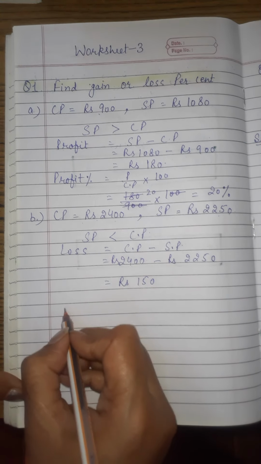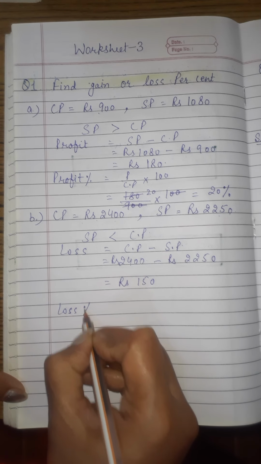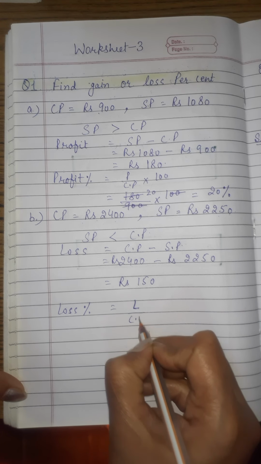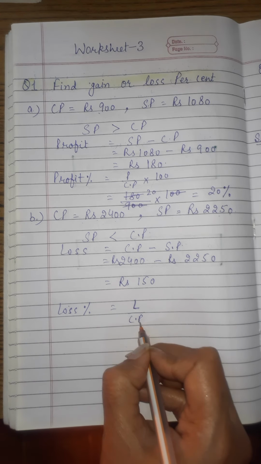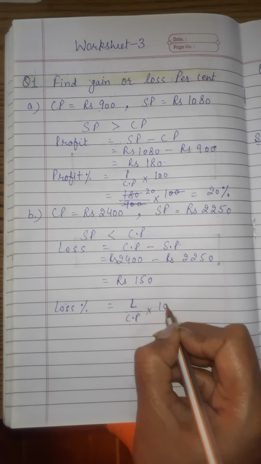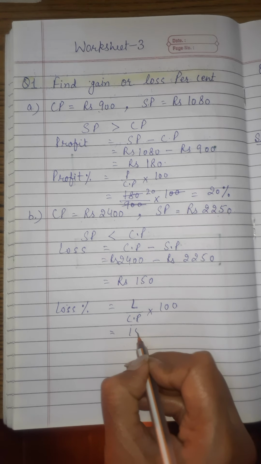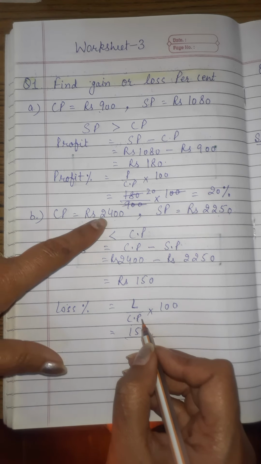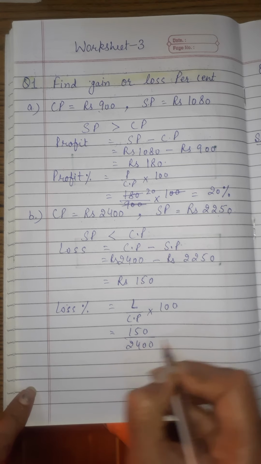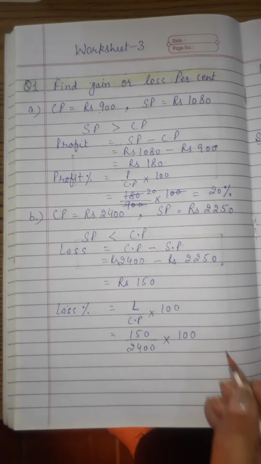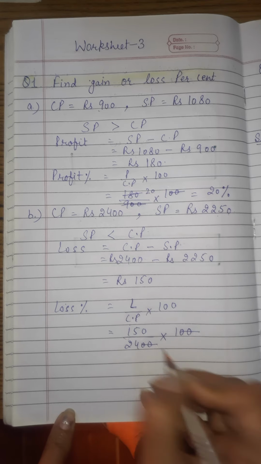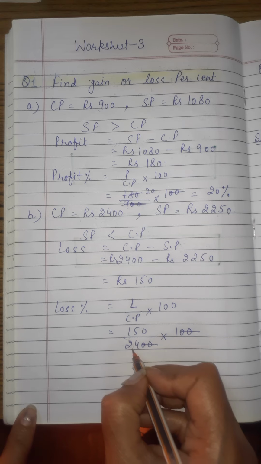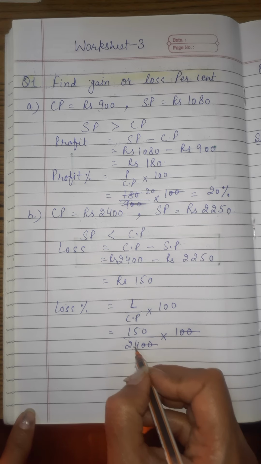Now to calculate loss percent, that is loss upon CP. We will write loss upon CP because loss percent is calculated on cost price. Multiply by 100. Again loss is 150 and CP we have 2400. Multiply by 100. Now solve it. Zeros are cancelled with 0. Here we cancel it by 2 because both are even numbers.